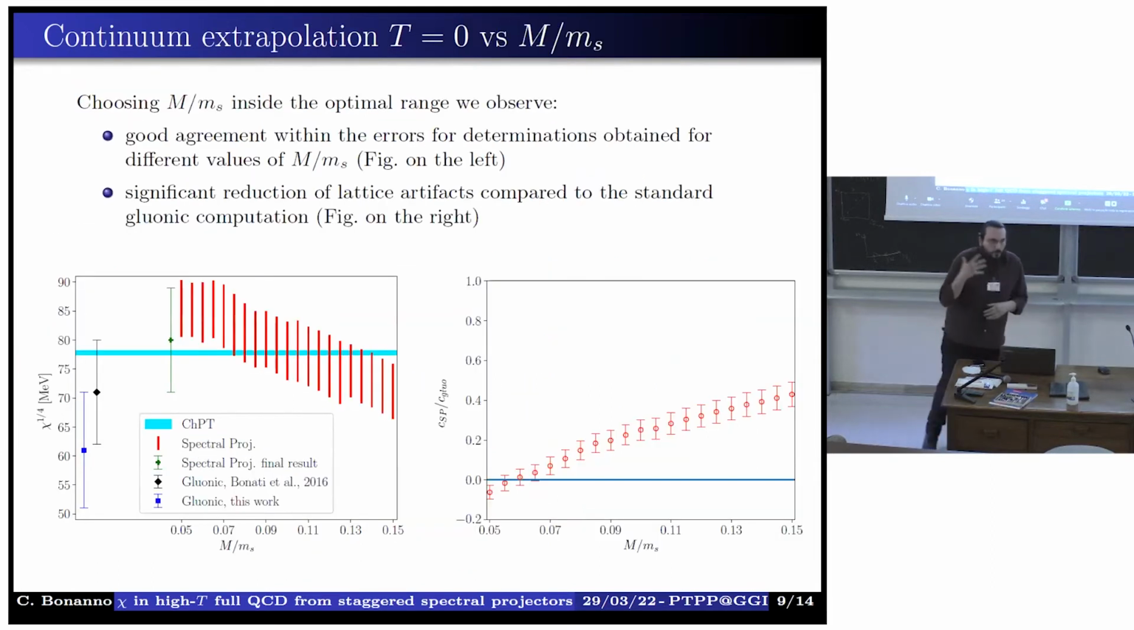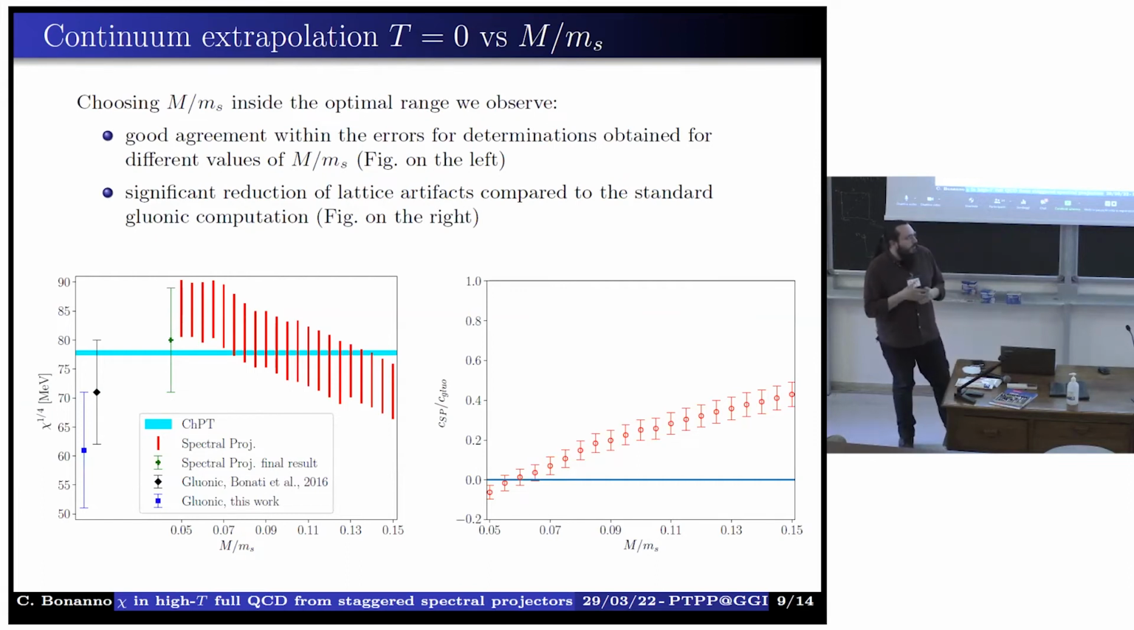So we performed a more systematic study. As I already said, we extrapolated the continuum limit of chi for several different values of the cutoff mass inside the optimal interval that I showed you.